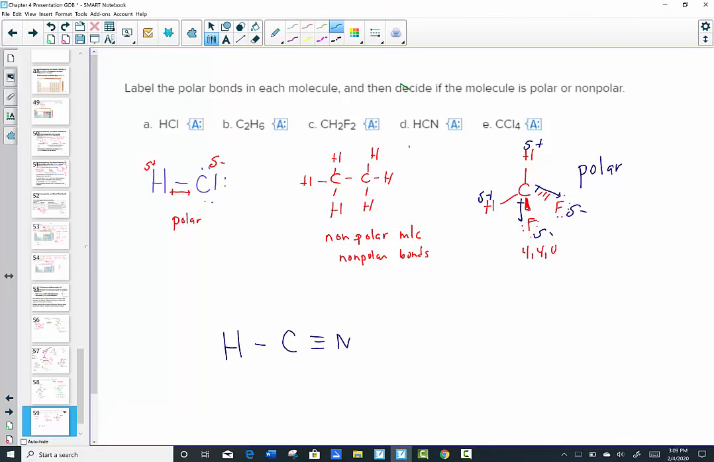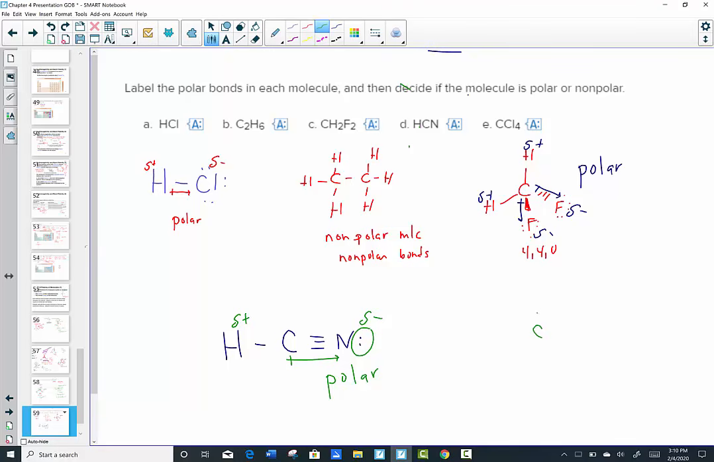HCN you drew. Carbon with its 4 bond requirement, nitrogen with its 3 bonds and 1 set of dots, you knew to draw a triple bond. Here we have a very polar bond between carbon and nitrogen. You can see that this creates a very rich region of electron density. The hydrogen, very electron deficient. This is a polar molecule.